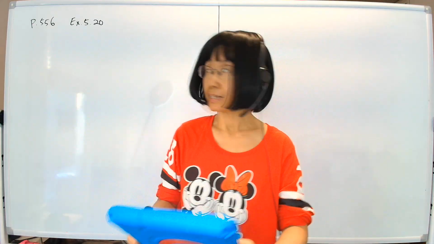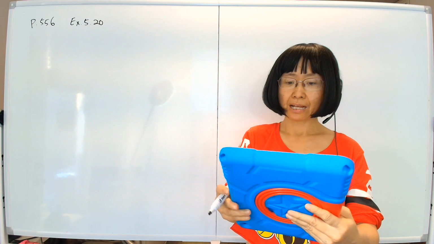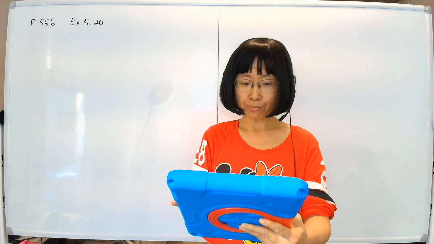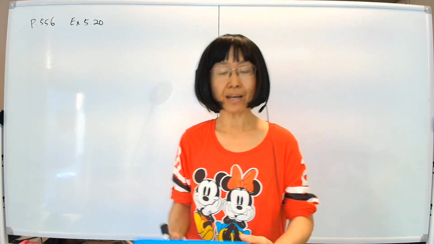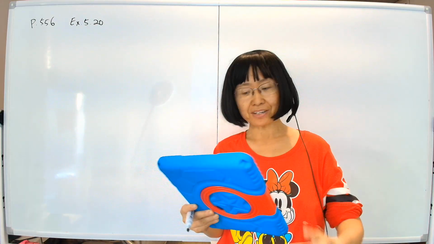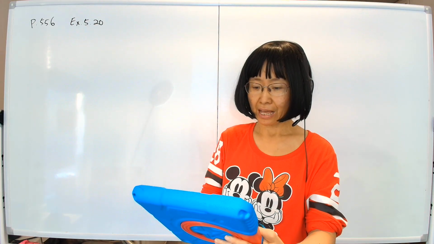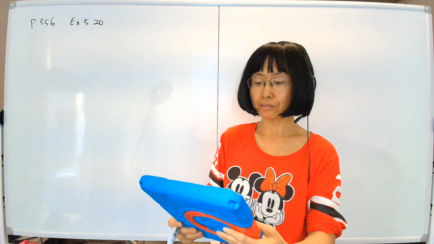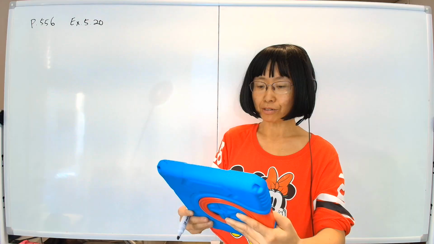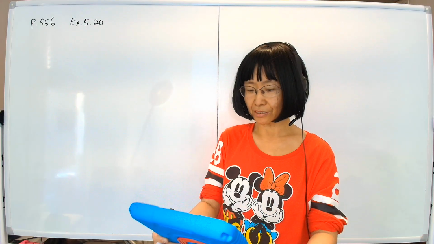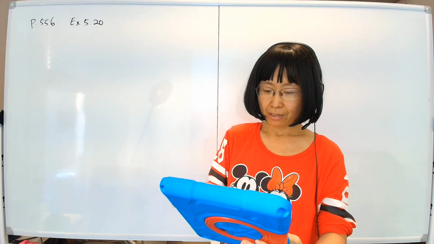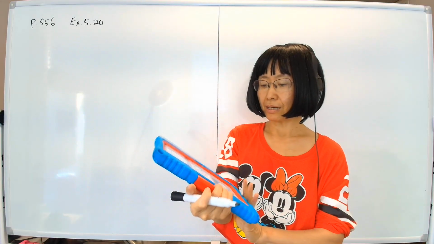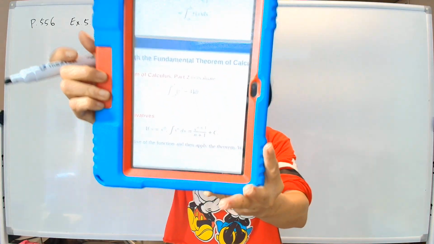Let's look at example 5.20 on page 556. We are supposed to use the newly learned evaluation theorem to evaluate the integral from minus 2 to 2 of a simple quadratic function, t squared minus 4. Now to do that, first we are going to remember the formula for finding the integral.